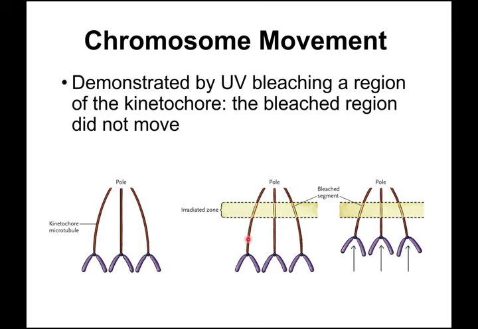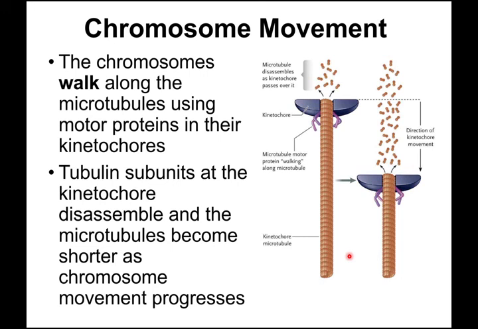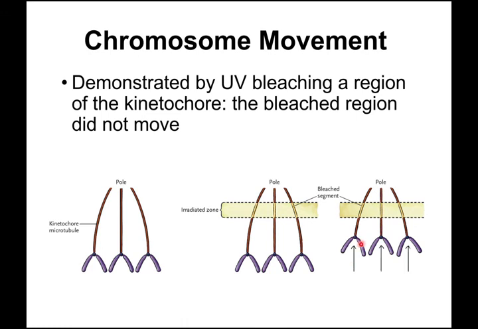Now, if the microtubules were actually pulling the chromosome as an elastic, what you would expect to see is that this bleached region should be getting shorter and moving slowly towards the pole. But in reality, what scientists observe is that this region stays exactly the same in size and in location compared to the pole, suggesting that the sister chromatids are actually walking through this and there is just depolymerization or disassembly of the microtubules here behind the sister chromatid.